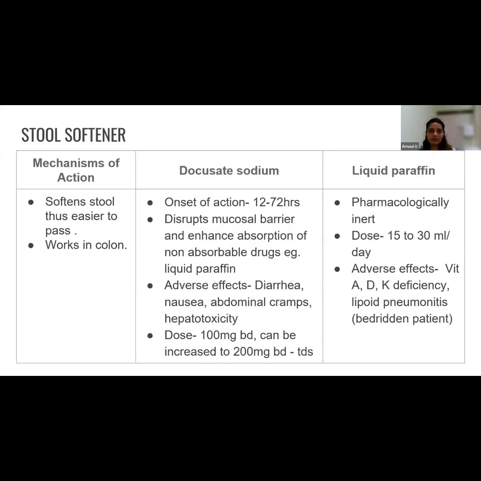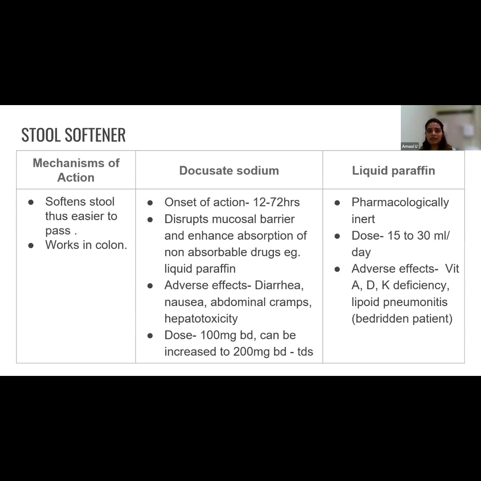Next are the stool softeners. They soften the stool and thus make it easier to pass, and they work in the colon. In this, we have docusate sodium, for which the onset of action is 12 to 72 hours. It disrupts the mucosal barrier and enhances the absorption of non-absorbable drugs such as liquid paraffin. The adverse effects include diarrhea, nausea, abdominal cramps, and hepatotoxicity.